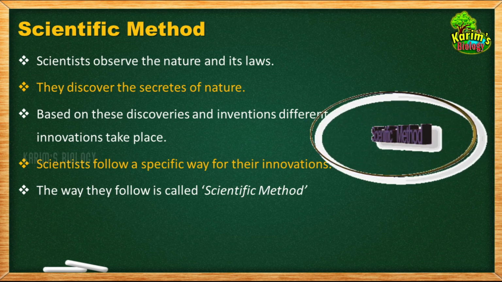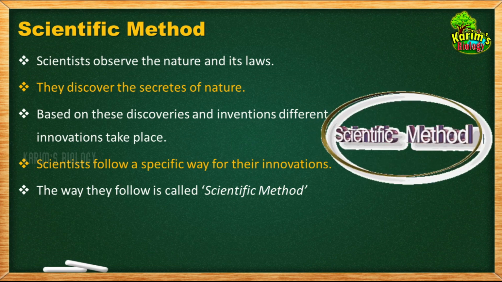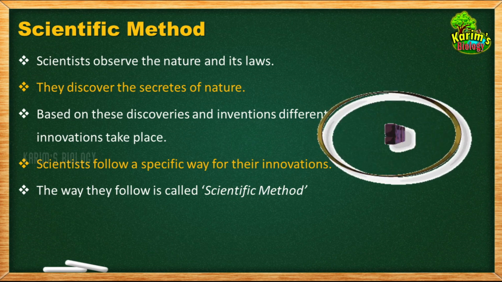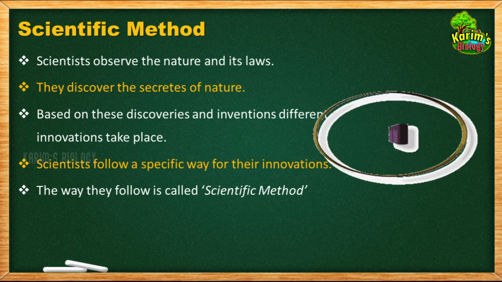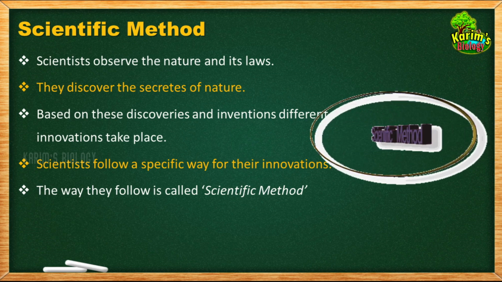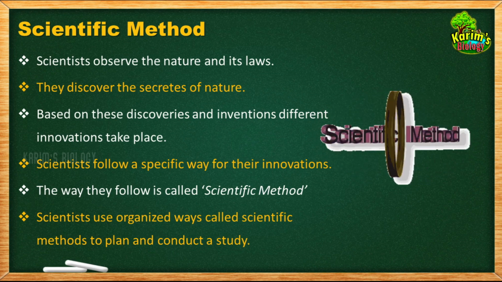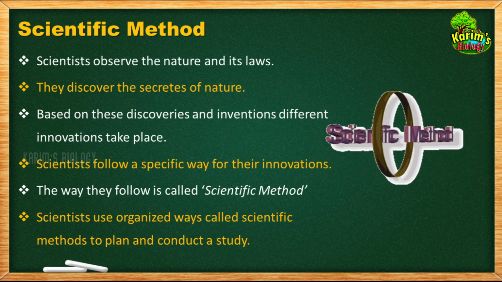Children, you also can become a scientist if you learn how to study in a scientific way. But children, don't think that the scientific method is meant only for making inventions. You can also use this scientific method in solving your day-to-day problems. We come across different problems in our day-to-day life. If you want to solve those problems, or find out the reason behind anything wrong going on somewhere, you can follow the scientific method and discover the reason behind the problem. That's why scientists use organized ways called scientific methods to plan and conduct a study.